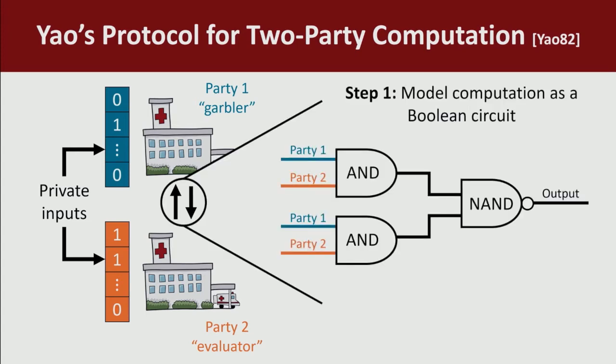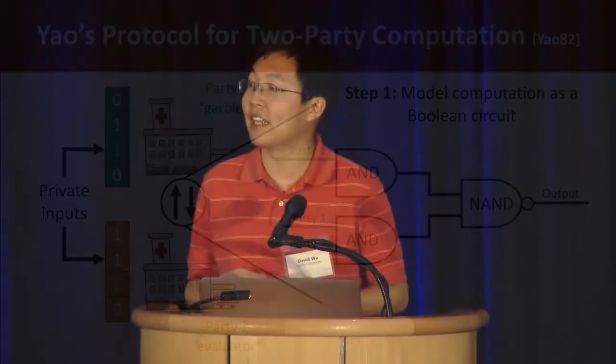So in the first step of the computation, we're going to model that computation as a Boolean circuit. So we're going to express it as a sequence of logic gates, where the inputs to this Boolean circuit are the inputs of each of the individual parties. Some of the wires here labeled in green pertain to party 1, and some labeled in orange are held by party number 2. The output of the computation is going to be computed by this logic circuit.